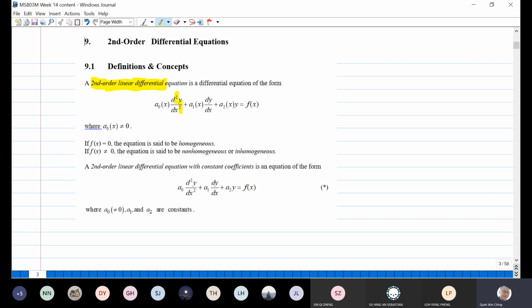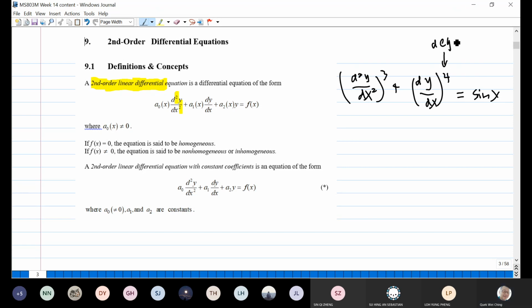Okay, what is the degree here? For example, if we have the equation (d²y/dx²)³ + (dy/dx)⁴ equal to sine x, for example. This is a differential equation. So what is the degree now? Degree is the highest power, okay? So in this case, compare them, all right? This is called the degree of the differential equation. Of course, these are the sum of terms we have come across.